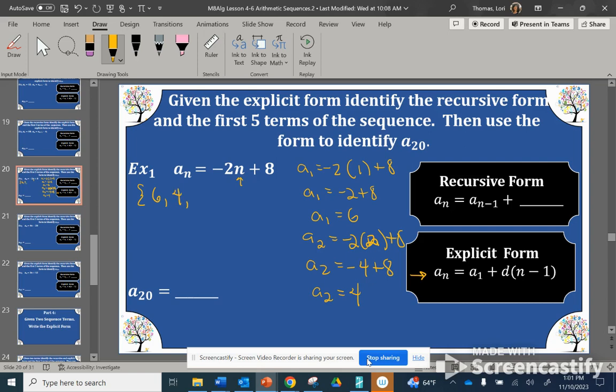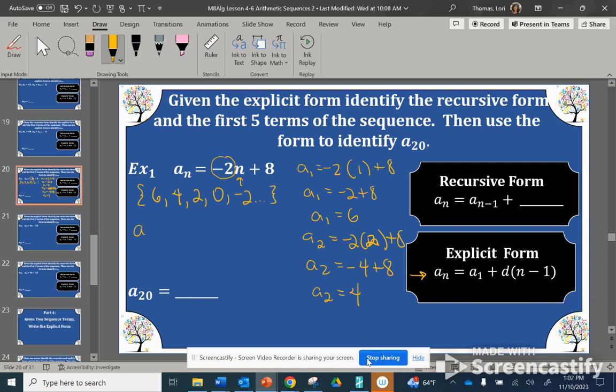Now, I had noticed my pattern is going down by 2, so I can remember that this indicates our common difference. So now, instead of plugging in a 3 to get the third term or 4 to get the fourth, I can simply go down by 2. So the next term is going to be 2, and then minus 2 is going to give us 0, and then minus 2 is going to give us negative 2, and so on.